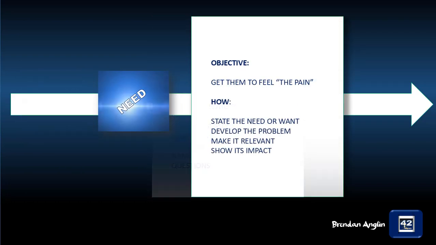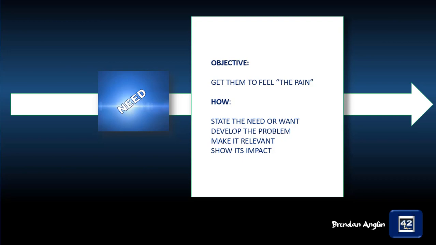The next element then is need. You have to get them to feel the pain. If you want them to change or to buy something, then you have to make them aware of their pain of not buying that something, and that something could be an idea or a vision.